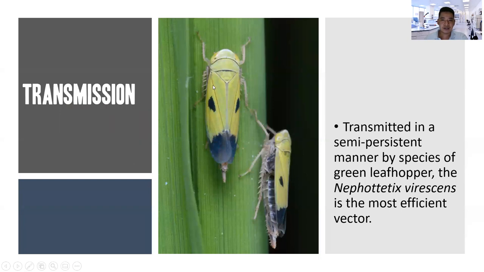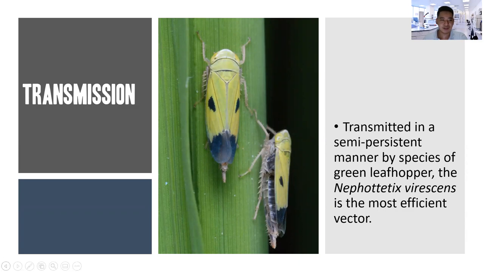So, ito is the mode of transmission po na itatransmit po si virus. So, transmitted in semi-persistent manner by species of green leafhopper, or the Nephotettix virescens is the most efficient. Ito po yung most efficient vector po ng tungro virus. So, ito po yung maliliit sa field kung mapapansin po natin.